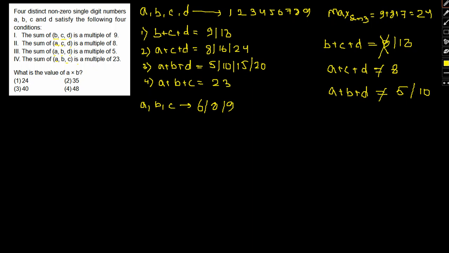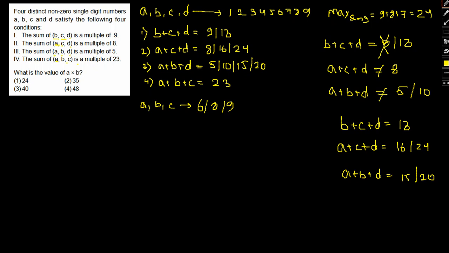So therefore let me just write down what are my possibilities. As far as possibilities go, b plus c plus d has to be equal to 18. A plus c plus d can be either 16 or 24. Again, a plus b plus d has to be 15 or 20. And a plus b plus c, we know, is 23. So this is what we have in front of us.